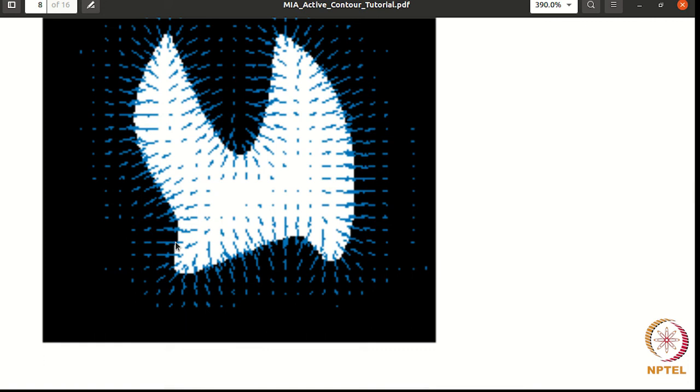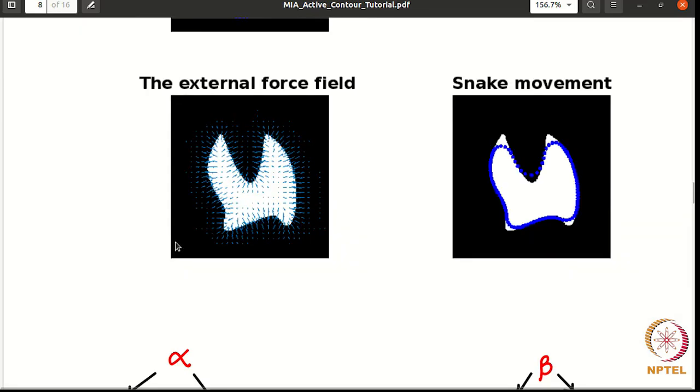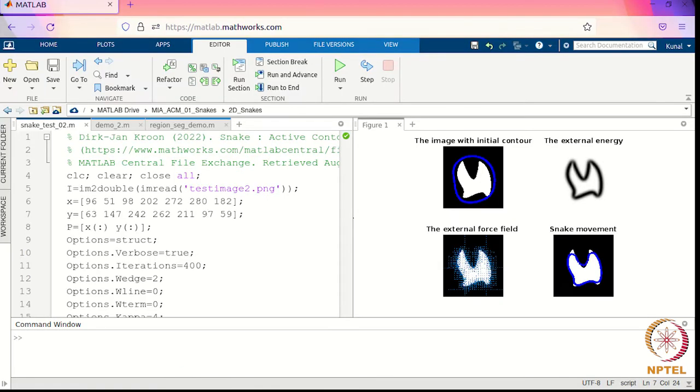Also the bottom right figure shows the final position of the snake, and as you can see, the snake has fitted the object reasonably well. Hopefully you can see here, now that is complete. So initially it was like this, now it has come to this position. So what we have seen is that the snake has fitted the object reasonably well.